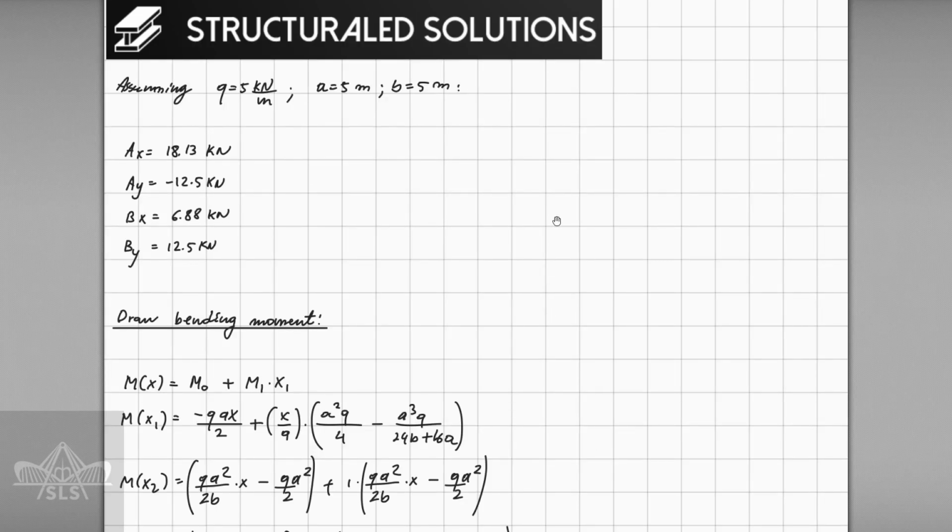To make sure that our hand calculations were correct, we just assume some values. For the distributed load on member SC, I assume 5 kN is acting on it. I assumed A is 5 meters and B is 5 meters, and I get the following results for these support reactions based on these loads.